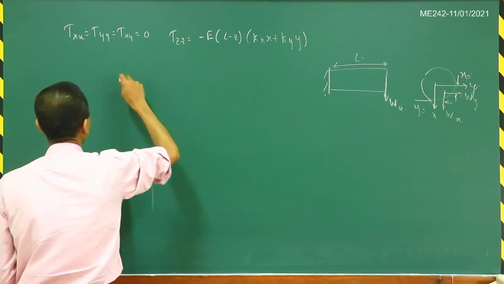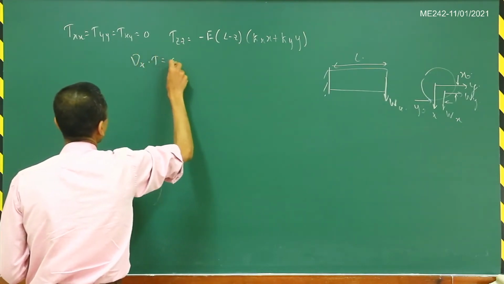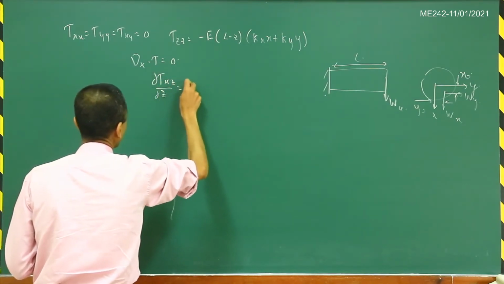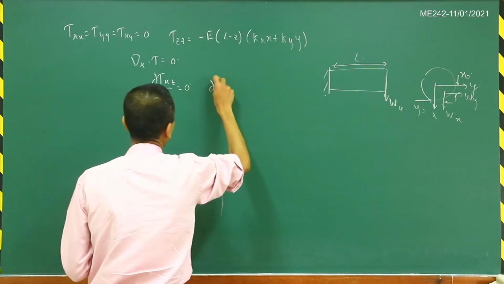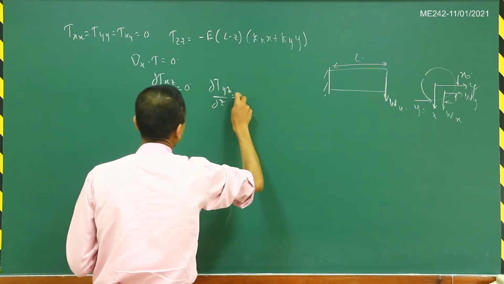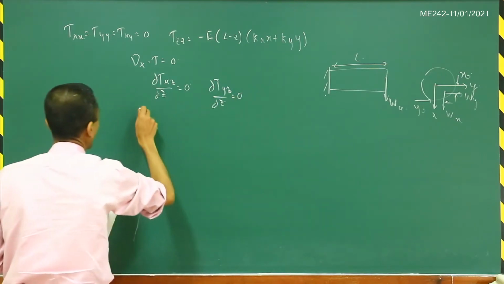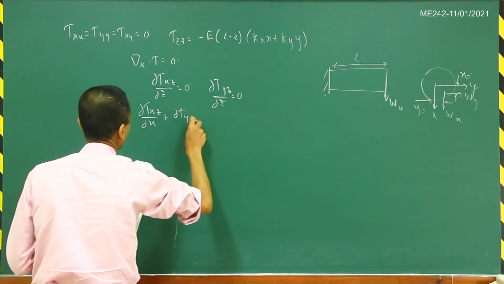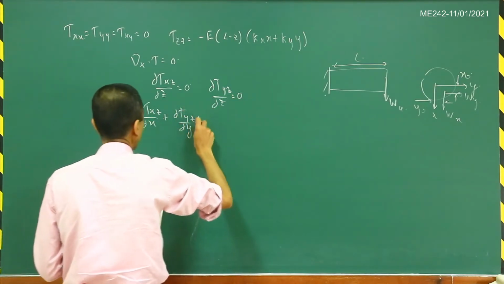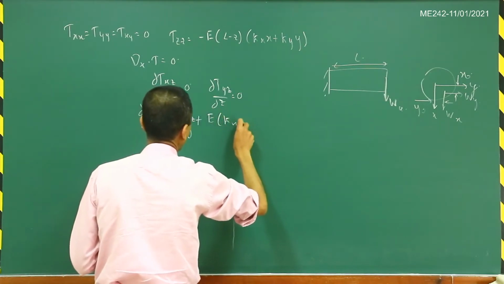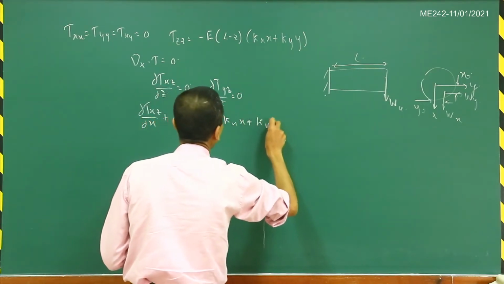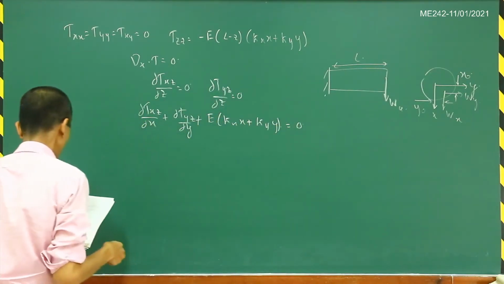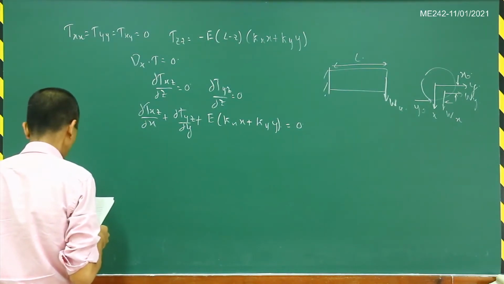So del dot tau equal to 0 will reduce to del tau xz by del z is equal to 0. Then del tau yz by del z is equal to 0, and del tau xz by del x plus del tau yz by del y plus E times (kappa x times x plus kappa y times y) is equal to 0. So this is the z component of the equation del dot tau is equal to 0 here.